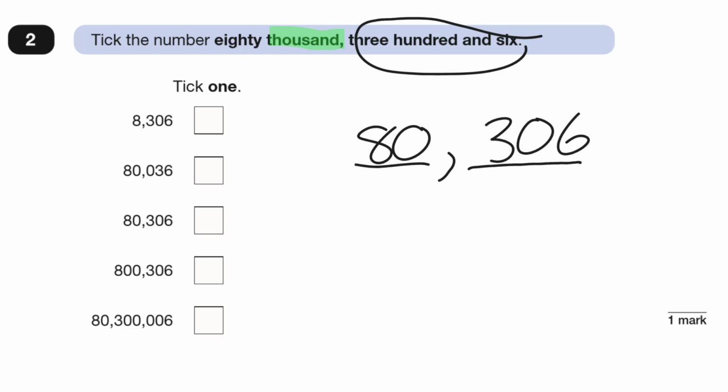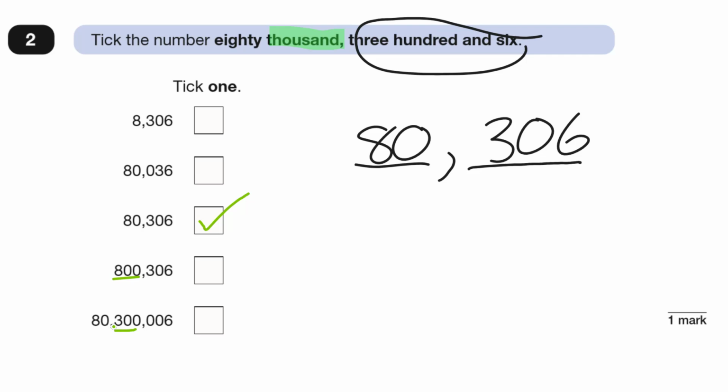So our first one here we can see is 8,306. This separator separates our hundreds from our thousands. This one is 80,000, but it's no hundreds, it's 36. This one is 80,000 and then 306, that's the one we're looking for. It does say tick 1, so we've got our answer, but you might want to double check. This one is 800,000, so it's not that one. And this one, you can see there's 300,000 there.